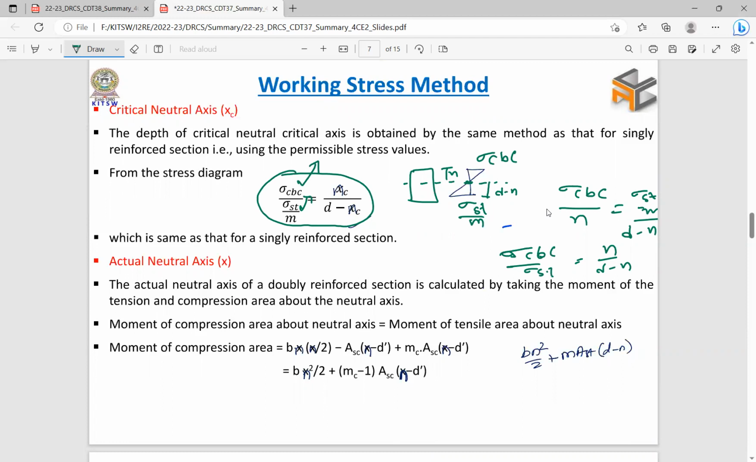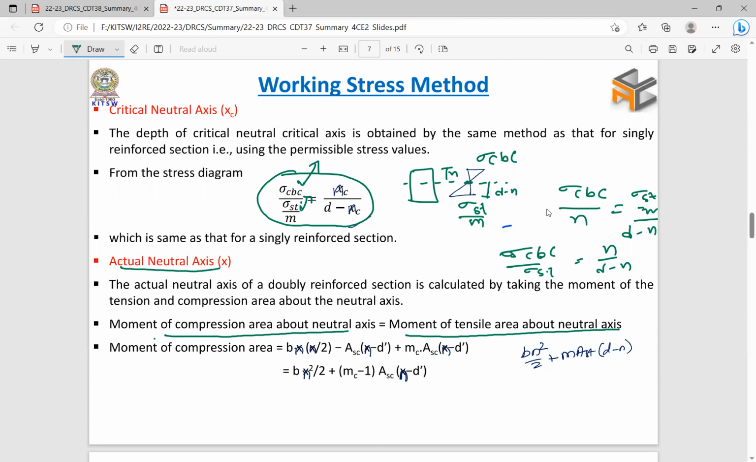So from the neutral axis depth concept, you can calculate stresses. If you know the stress in concrete, you can calculate stress in steel at the different levels of loading, right? Now I want to calculate neutral axis depth for doubly reinforced section. To calculate it, we have to equate the moment of compression area about the neutral axis to the moment of tensile area about the neutral axis.